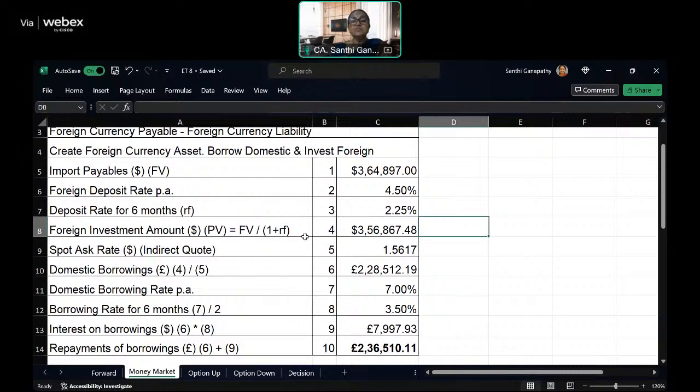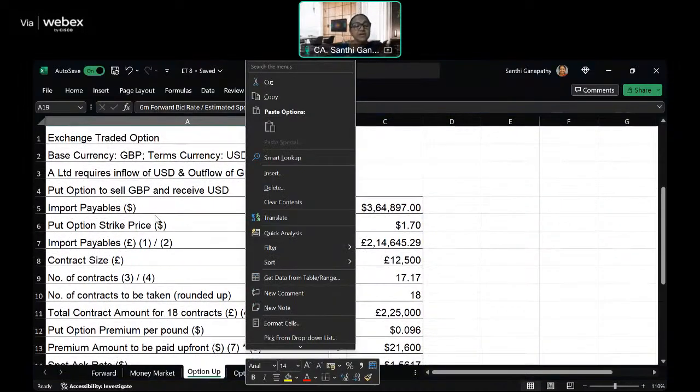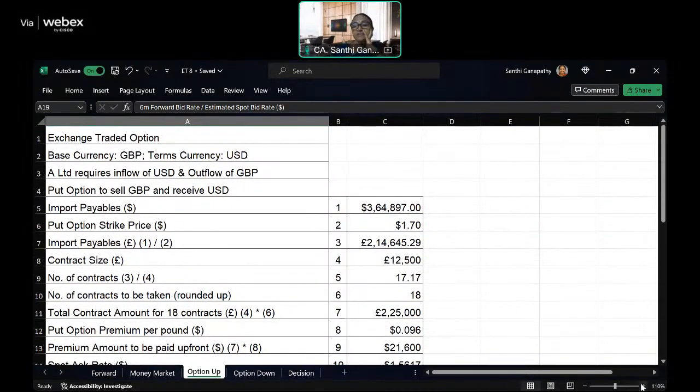So now let us move on to options. Options, what do we know? 12,500 GBP. That is the contract size. Now, unlike the earlier problem, where they said the balance uncovered, by which we know that we have to round it down, here nothing has been mentioned, which means you can decide whether you want to round it up or round it down. I am talking about an exchange traded option.